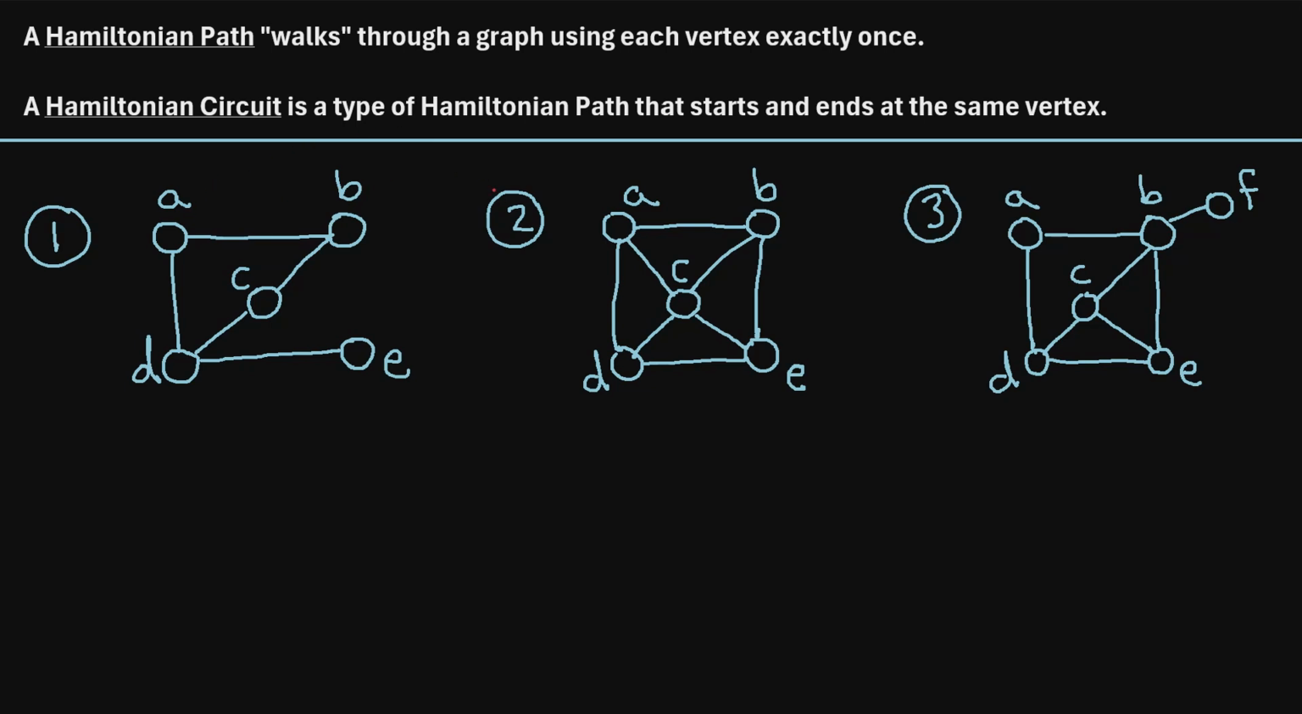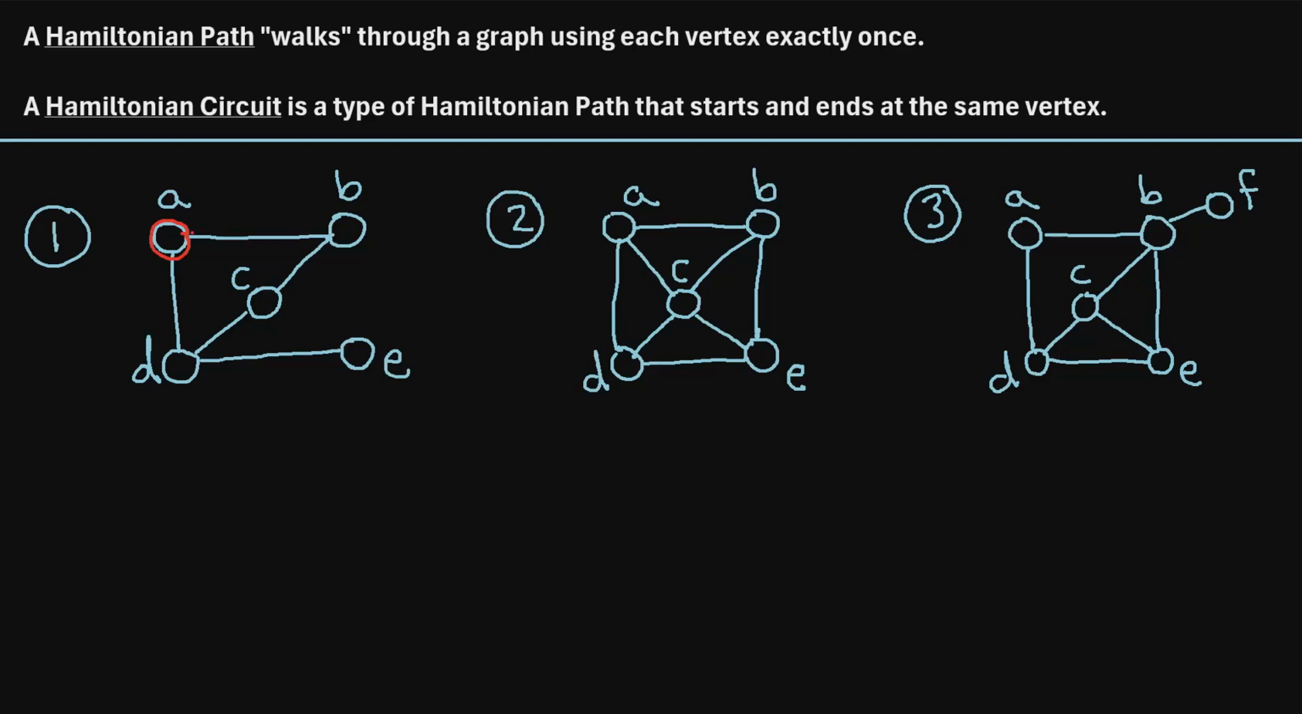So I have three graphs down here. Let's take a look at each one and see if we can find Hamiltonian paths and circuits in each of these graphs. So if we consider this first graph here, to determine if a Hamiltonian path exists in this graph, it means let's pick some vertex to start with. So let's say vertex A, and let's see if we can walk through the graph using edges and see if we can visit each vertex exactly once.